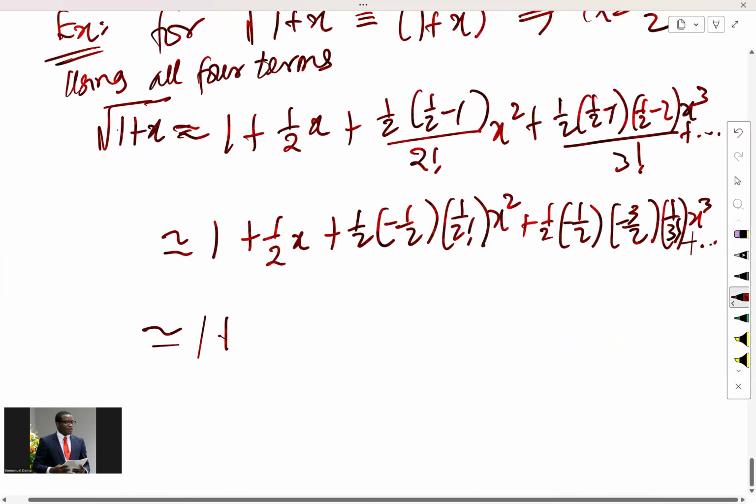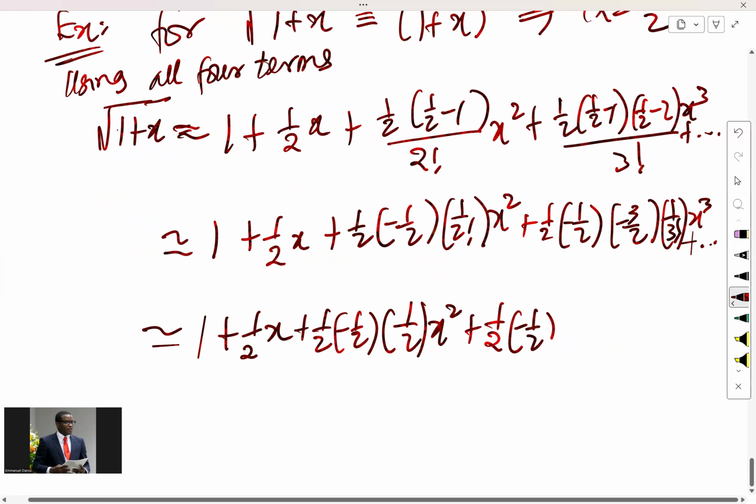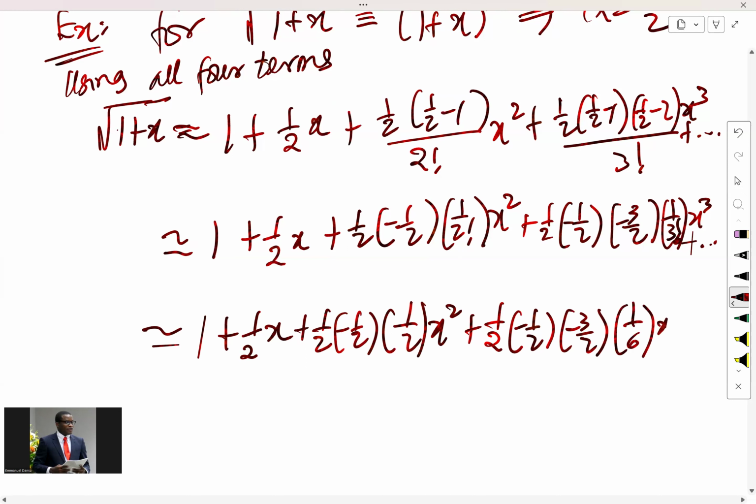So we have 1 plus half x. Then, of course, plus 1 over 2 times minus 1 over 2. Then 1 over 2 factorial is 1 over 2 also. So you have x squared here plus 1 over 2 times minus 1 over 2 times minus 3 over 2. Then this is 3 factorial, don't forget. So we have 1 over 3 factorial, that's 1 over 6 x cubed plus all the other terms.